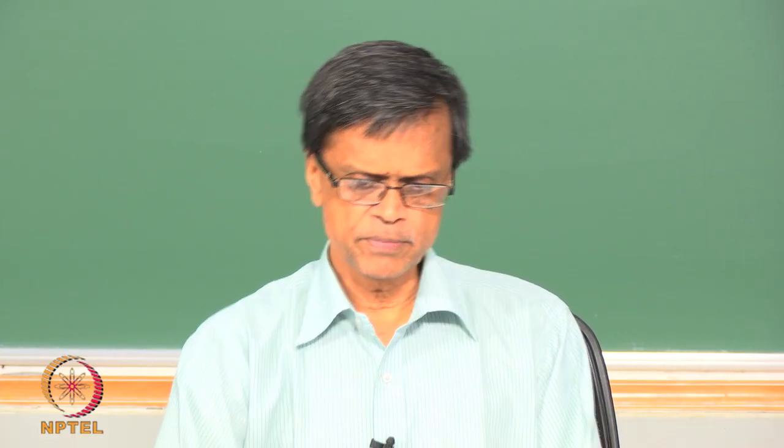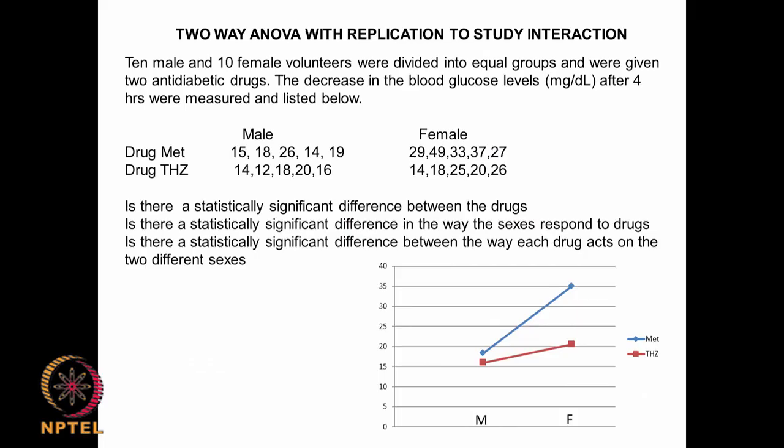Let us look at this problem. This is a two-way ANOVA with replications, and we are also trying to study interaction. So, we have 10 volunteers: 5 males who were given a drug called metformin. You all know what metformin is, it is meant for lowering glucose. And you had another 5 male volunteers given another glucose controlling drug, THZ.